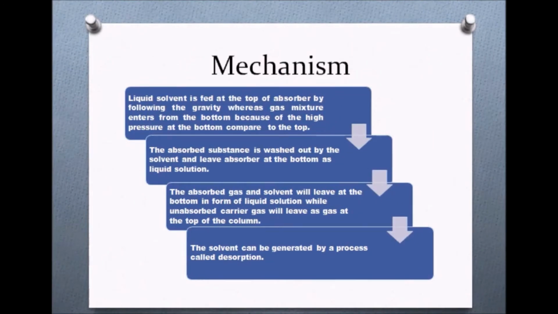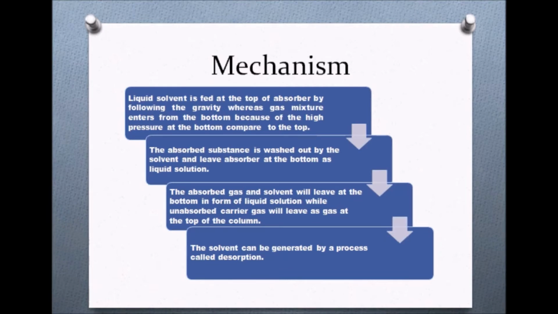As for the mechanism of gas absorption, the liquid solvent is fed at the top of the absorber, flowing by gravity, whereas the gas mixture enters from the bottom because of the high pressure at the bottom compared to the top. The absorbed substance is washed out by the solvent and leaves the absorber at the bottom as liquid solution.